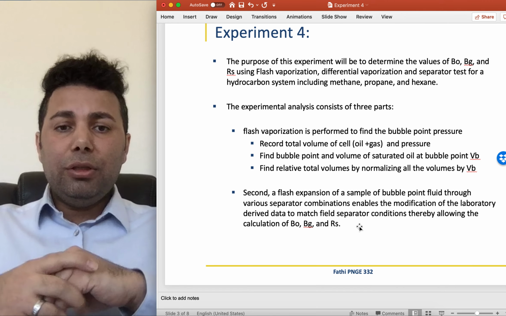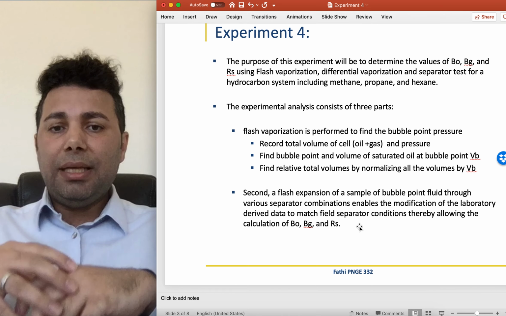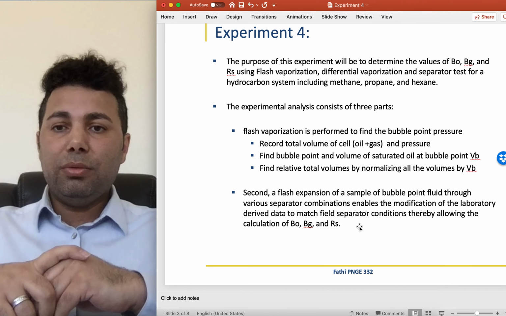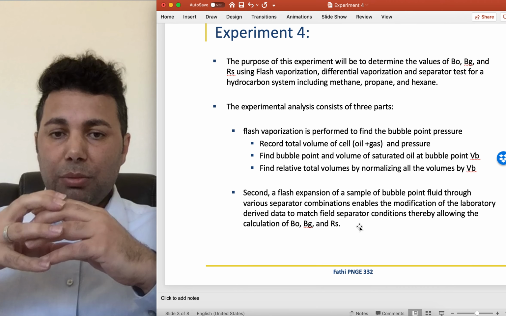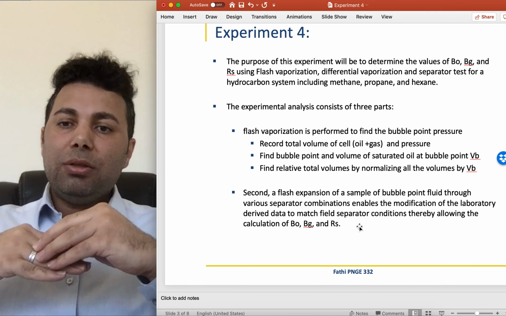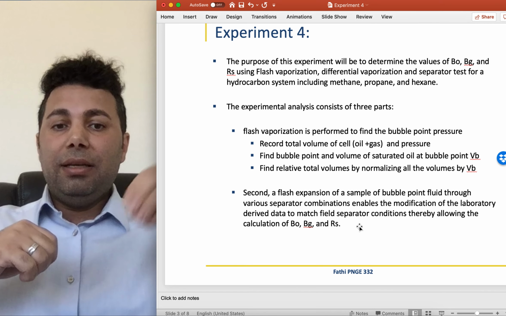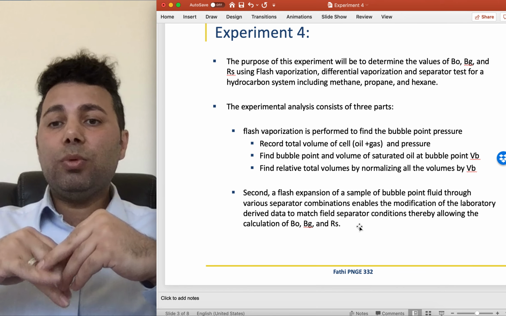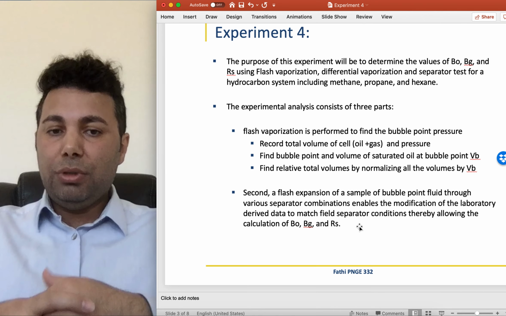And then we are going to perform the flash expansion of a sample, which is basically that liquid expansion. In the liquid expansion, since in the flash vaporization test we have already obtained the bubble point pressure, we are going to start from the bubble point pressure, and then send some amount of liquid out of the cell while we keep the pressure constant. When we send that amount of liquid out, we will see how much oil and how much gas we collect in our separator and in our stock tank, and we collect the information regarding that.